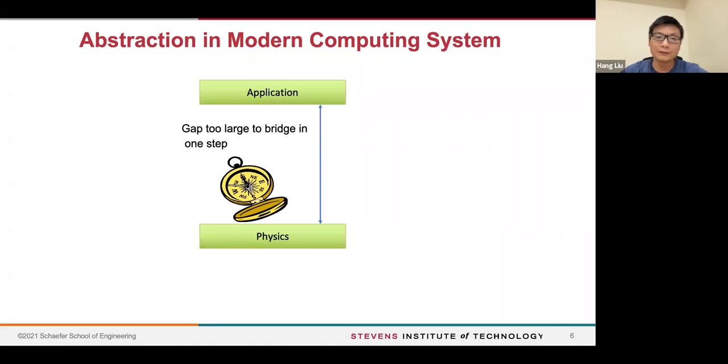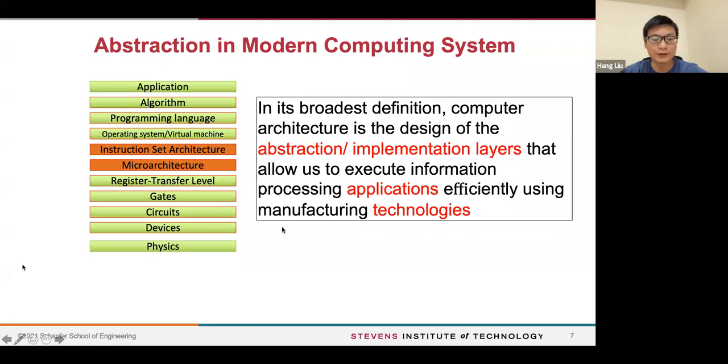Okay, so in the bottom layer we have physics, like atoms or silicon, these kinds of things. On the top, we have the application. In between, it's clear we cannot have an application run directly on physics, right? So there's a big gap between application and physics. What are the gaps, and how do we bridge the gap? There are a lot of things in between.